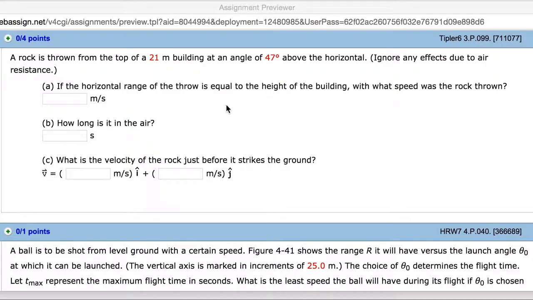Okay, so let's take a look at problem 5 here, with the rock thrown from the top of a tall building at an angle above the horizontal, and a couple things we want to know. So let's see, what do we have here? We have the horizontal range is equal to the height of the building, and we want to know what speed the rock was thrown at. We want to know how long it's in the air.